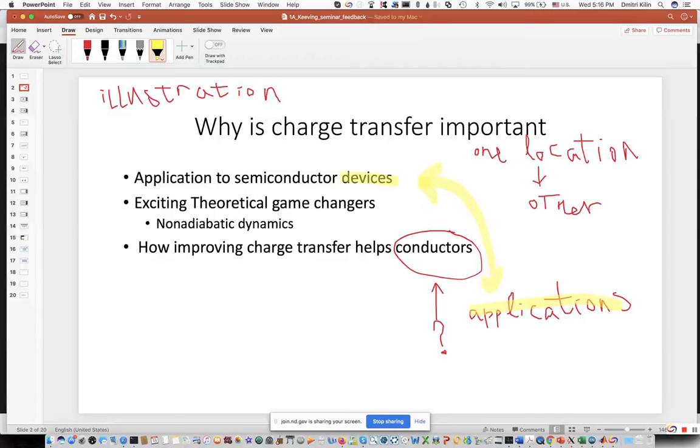As stated previously, improving the charge transfer helps improve the efficiency of conductors and semiconductors. Essentially, studying charge transfer helps us improve semiconductors so they conduct electricity better. Okay, next slide.